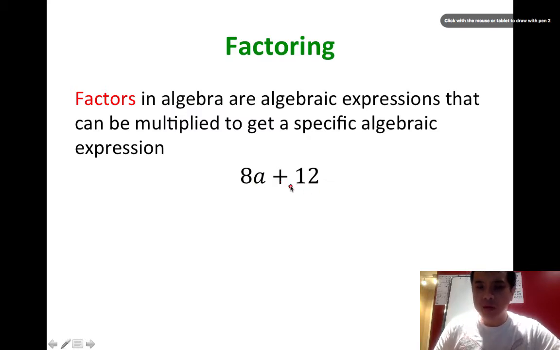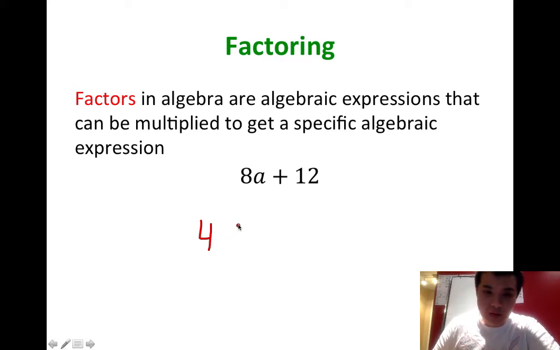If we take a look at those two, I think it's fairly simple to tell that 4 is the greatest common factor between the two. After that, we take a look at the variables. We have a here. We don't have any variables on this term right here, so we can't take out any variables. Anytime we take out a variable, it has to be in both terms or in all the terms inside the expression. So after that, we can stop.